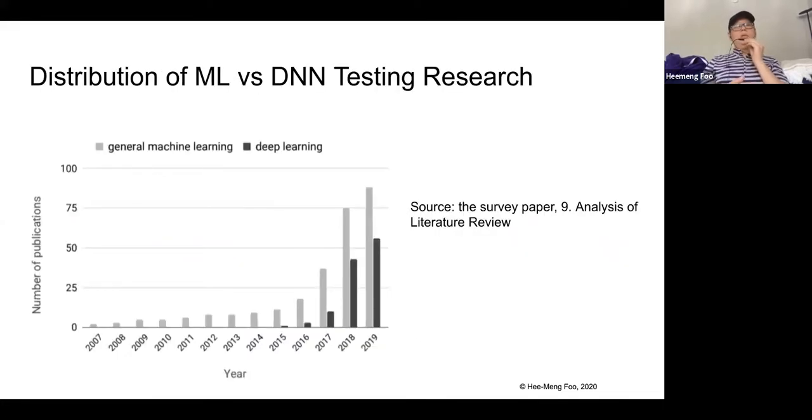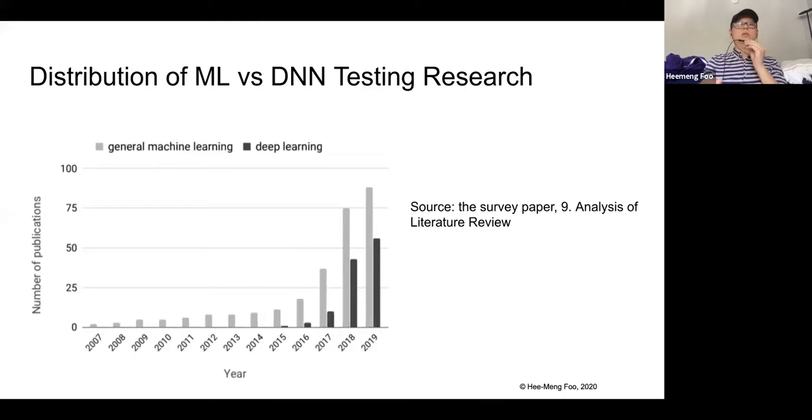Okay, so a distribution of, for those of you who do not know, in machine learning there's the traditional or general machine learning as described here, as well as deep learning. That includes things like recurrent neural networks, convolutional neural networks, reinforcement learning, and so on and so forth. As you can see, the growth in the last 4 years has been pretty staggering.